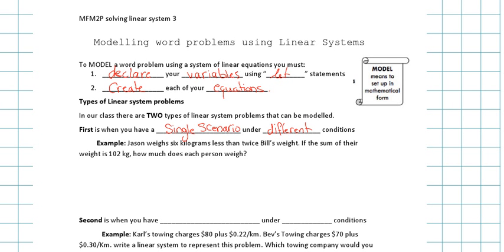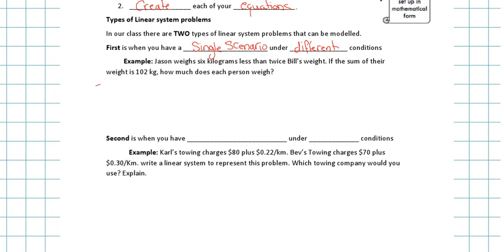So we're going to say let what? Use a letter. It doesn't matter what letter you want to use. I'm going to use B for Bill, and I'm going to use J for Jason's weight, just to make it easier. You can use any letters you want. So let B be Bill's weight. Remember, it's not enough to say let B be Bill's. Bill's what? Bill's age, Bill's height? In this case, it will be Bill's weight.